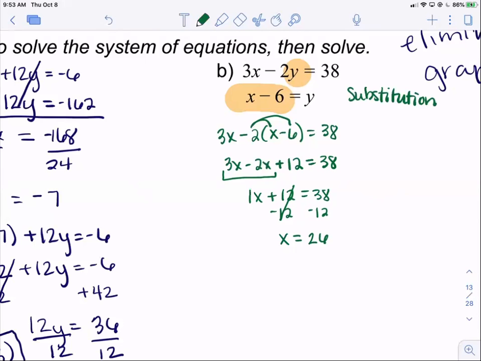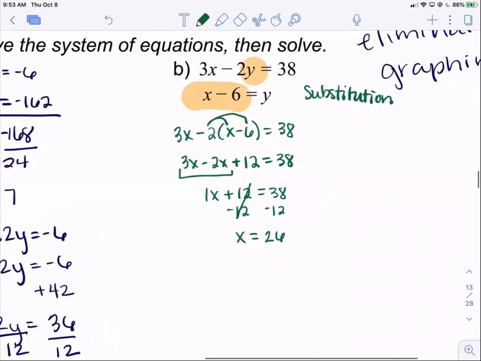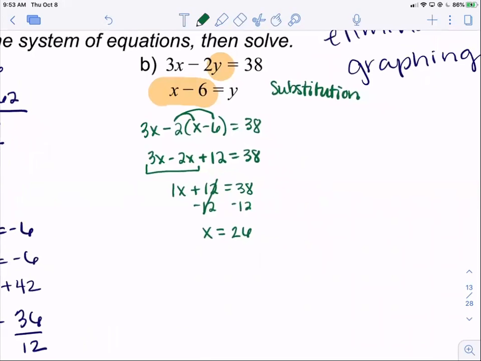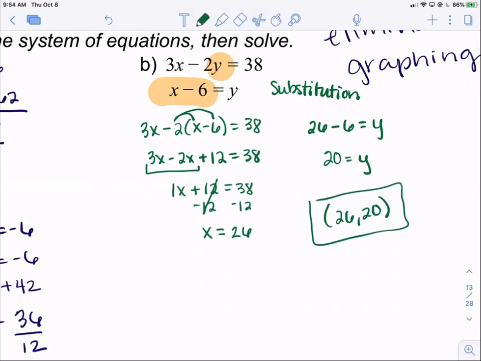Bring it up to solve for the y value. Which equation do we want to plug it into? Does it matter? No. Which one's easier to plug into? The second one. Cassidy's doing it too. So if we do 26 minus 6 equals y, what does y equal? 20. Thank you, Ella. And what is our solution as an ordered pair? 26, 20. So that one would have been really hard to graph.